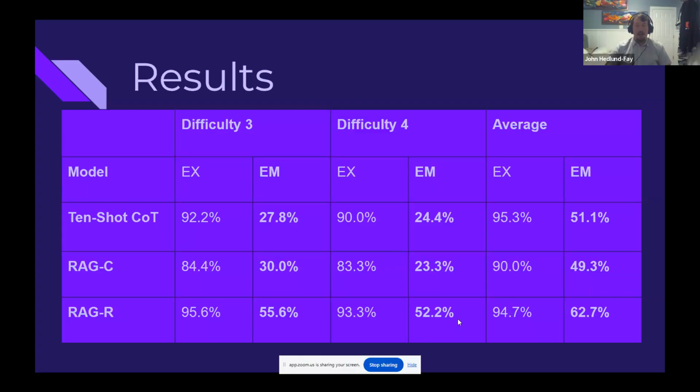whereas the decomposed pipeline more than doubled exact match accuracy on difficulty 4 questions. To further understand these results, a case study was conducted into why the decomposed pipeline outperformed the best non-RAG baseline, and more interestingly, why the agentic flow didn't.